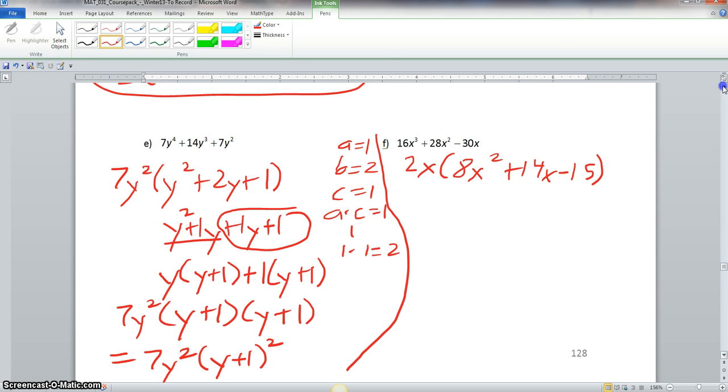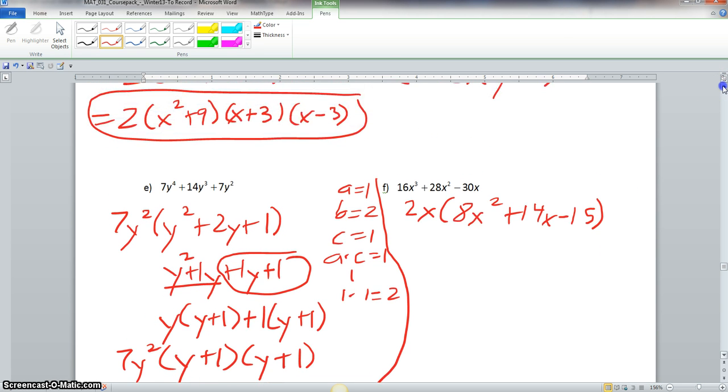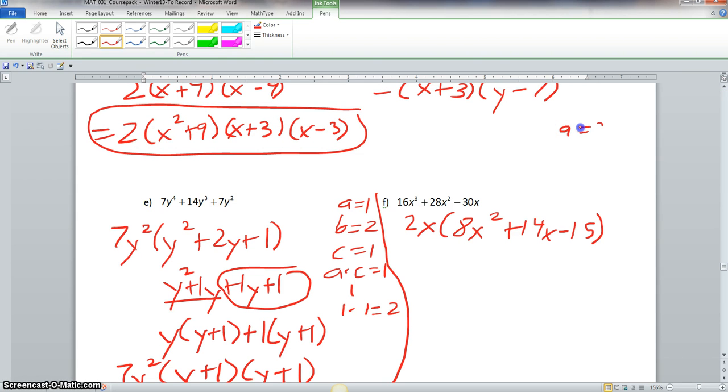And I'm going to go up a little bit. I think that'll be a little better. So I'm going to list my A as 8, my B is 14, and my C is negative 15. So now what we would do is multiply our A and C. 8 times a negative 15 is a negative 120. Now we need to find the factors of the negative 120.